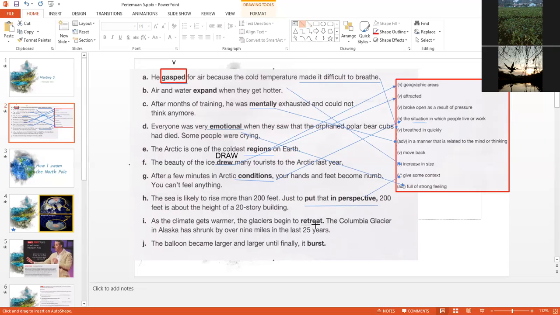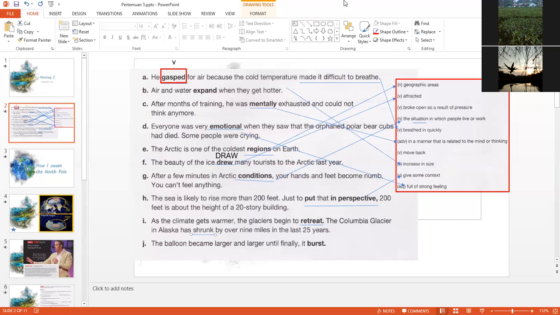And then reiterate. Lihat kalimatnya. As the climate gets warmer, the glaciers began to retreat. Shrunk. Ini dia, shrink. Mengecil.